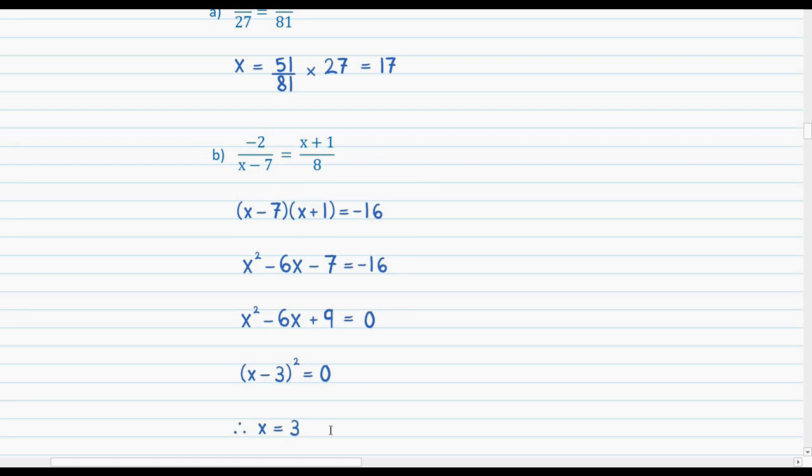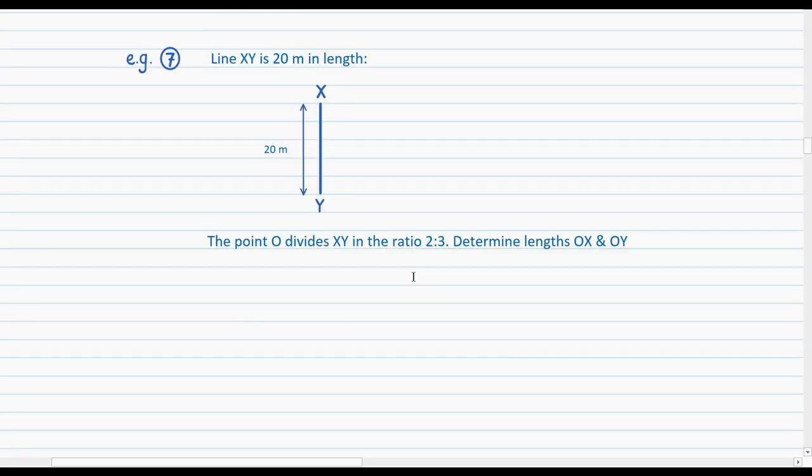Then here's a final example, just for practice on working with ratios in proportionality. In the question, we have line xy, which is 20 meters in length. Then we're told that the point O divides line xy in the ratio of 2 to 3. And the question asks us to determine the lengths of OX and OY.